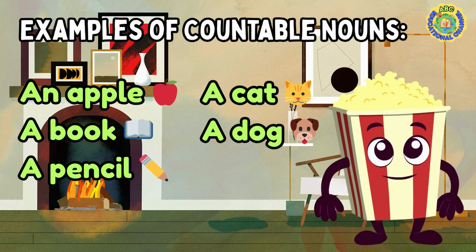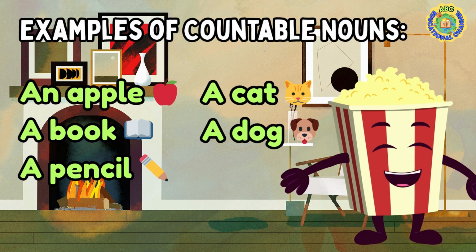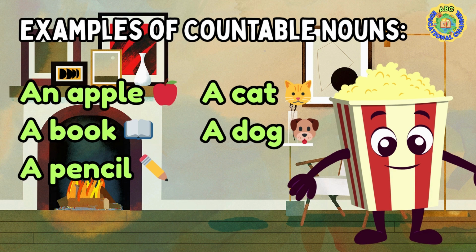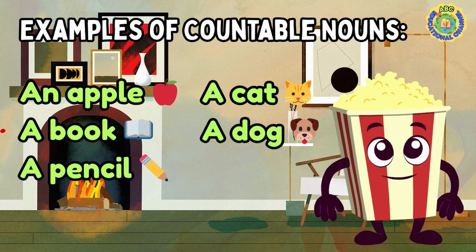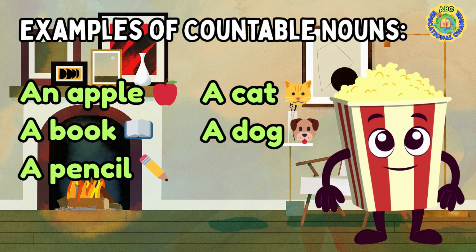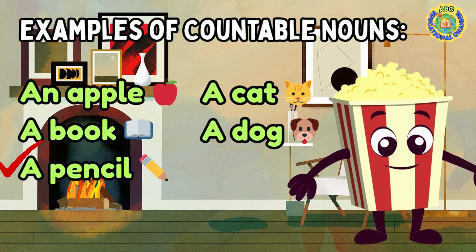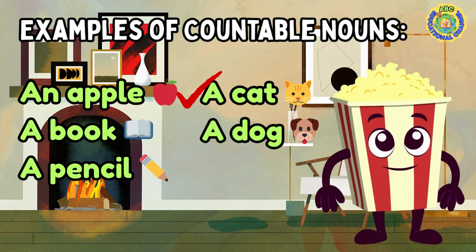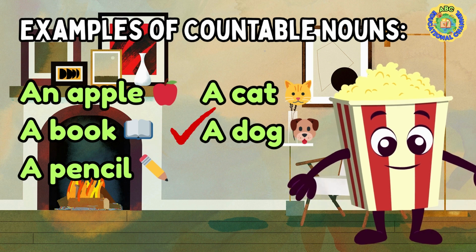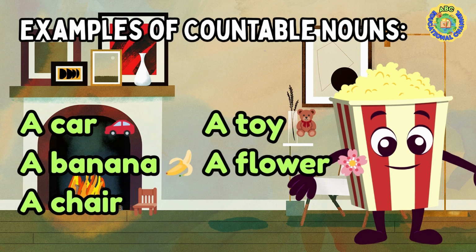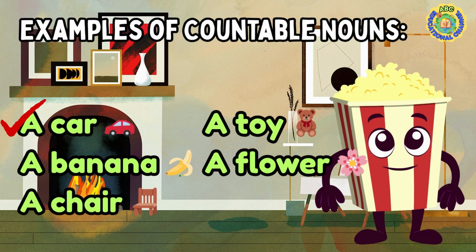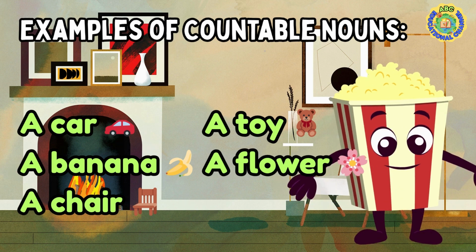Examples of countable nouns: an apple, a book, a pencil, a cat, a dog, a car, a banana, a chair.